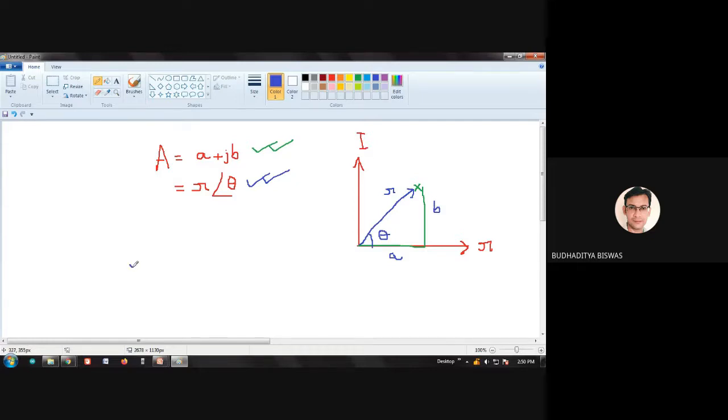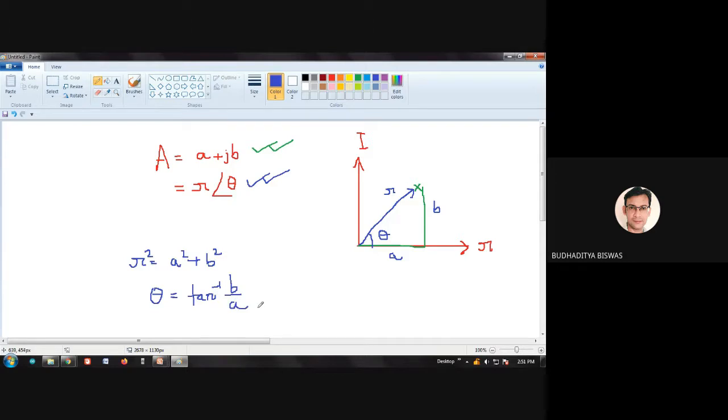So what is the formula? R square equals how much? A square plus b square, very good. Or you can say r equals root under a square plus b square. And what is theta? It's tan inverse b by a. Or sin inverse b by r. In any case, I prefer to hear the answer using tan. So theta equals tan inverse b by a.